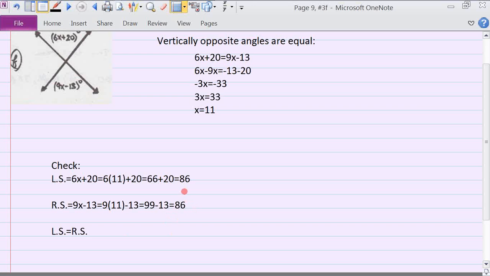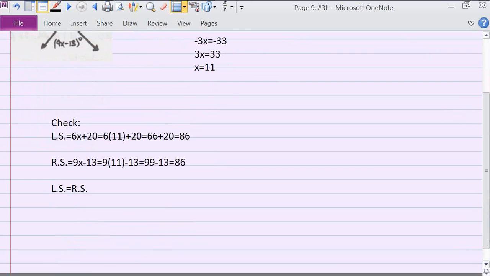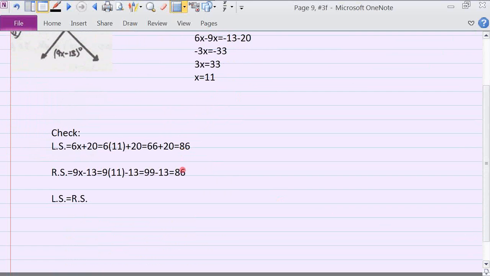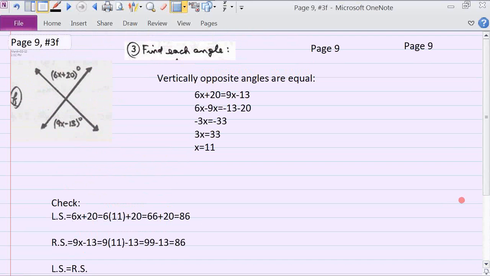So I've shown that the left side of the equation is equal to the right side, and that each of these angles actually is 86 degrees. There's actually the answer. The answer is that each angle is 86 degrees. So that completes page 9.